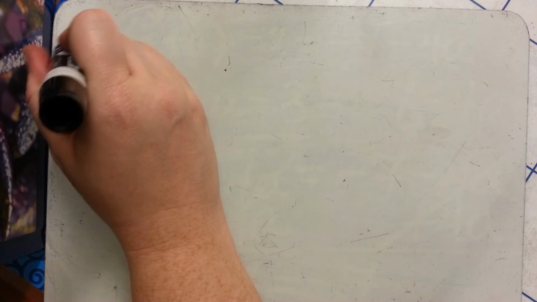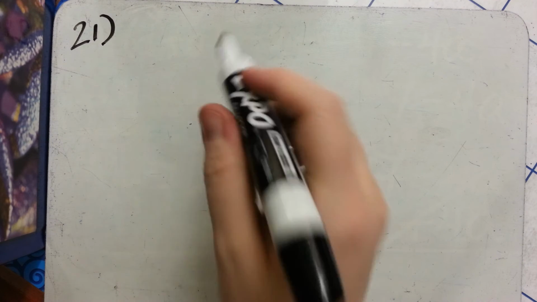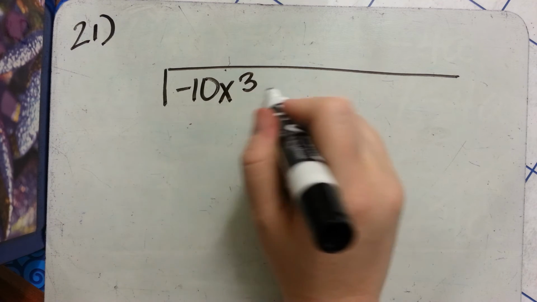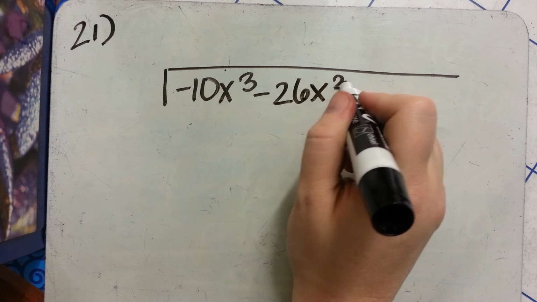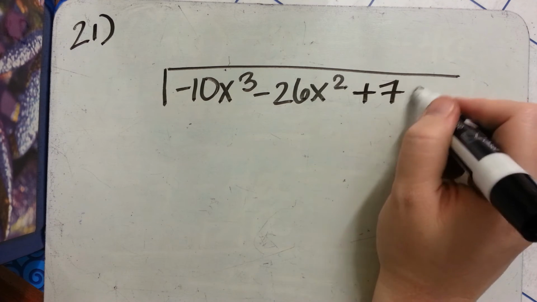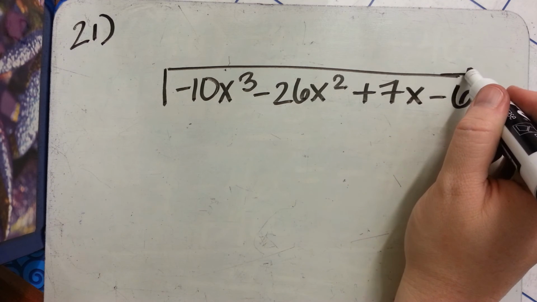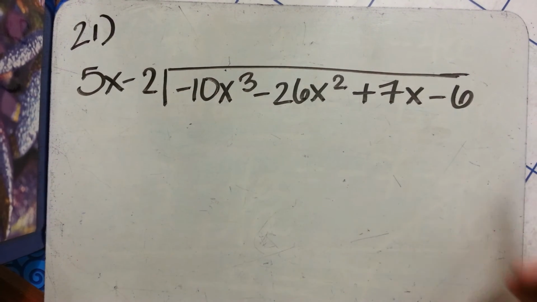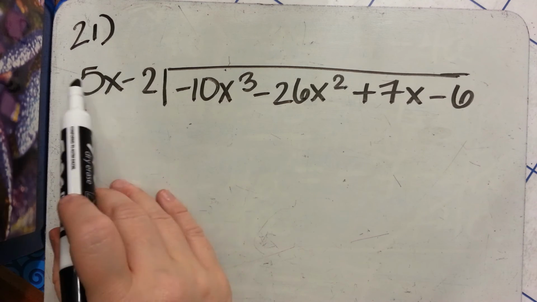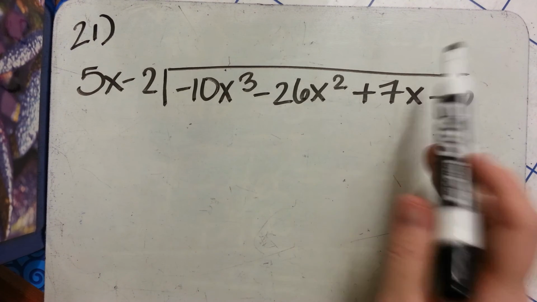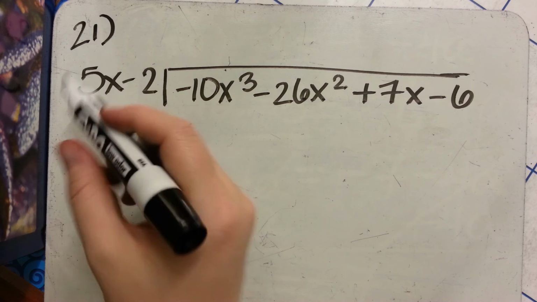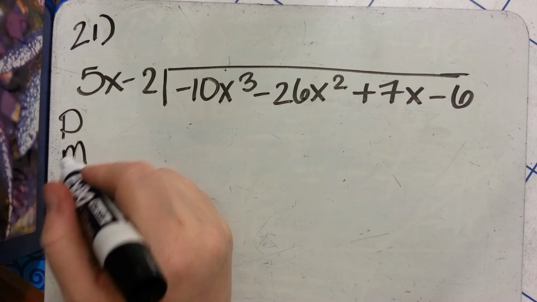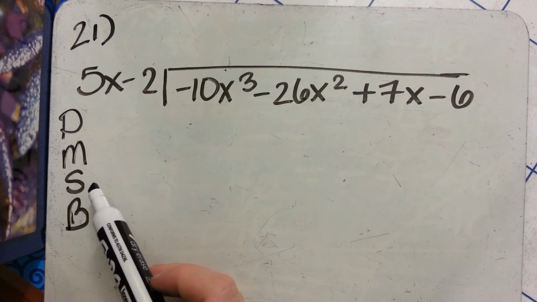This is number 21 from your classwork assignment. We are going to divide negative 10x cubed minus 26x squared plus 7x minus 6 by 5x minus 2. Okay? So we have our dividend, we have our divisor, and we're looking for our quotient. All right? So let's write our little mnemonic over here to help us remember our steps. Does McDonald's sell burgers? Divide, multiply, subtract, bring down.